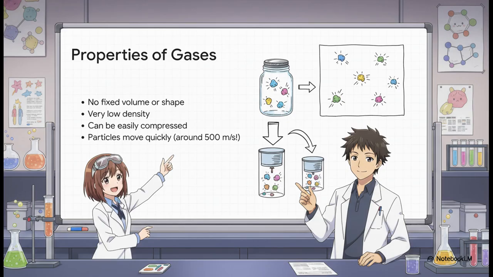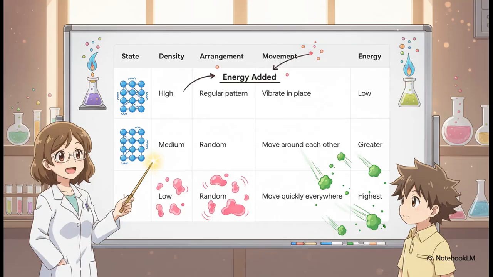And all that empty space between the particles? That's why gases have such a low density and why they're so easy to compress. You're basically just squeezing out the empty space. So here's a quick summary that puts it all together. You can clearly see the story here. As we add energy and go down the table from solid to liquid to gas, everything changes in a predictable way. The density drops, the tidy arrangement gets messy, and the movement goes from a little vibration to total freedom.